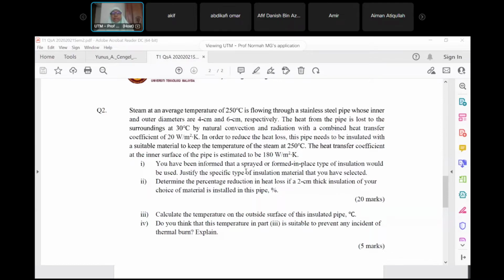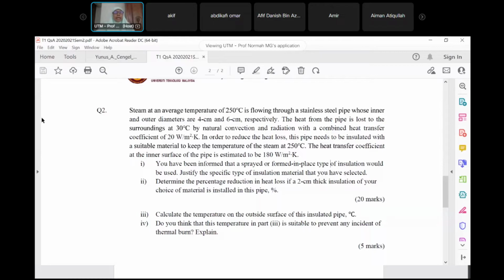You have been informed that a sprayed or formed in place type of insulation, I cannot mark this, would be used. Justify the specific type of insulation material that you have selected. So, either sprayed or formed in place type of insulation. You have to justify why.